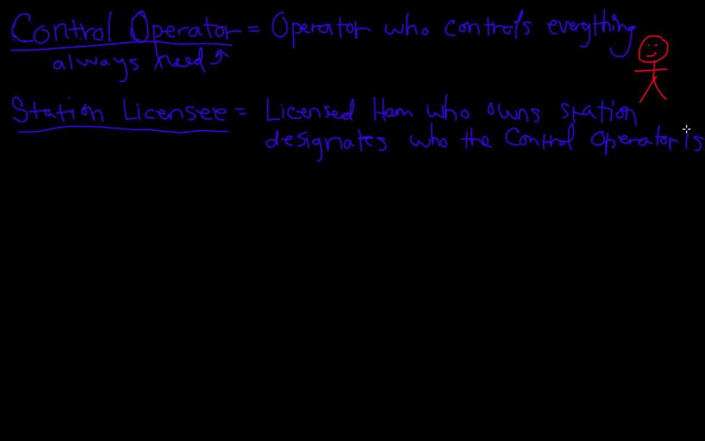But there are some exceptions to this rule where the station licensee and the control operator are not the same person. And this might not make sense at first, but let me present you with this scenario. For example, say your friend comes over and he operates your ham radio station. He is the control operator. He's controlling the radio, but you are the station licensee since it's your station.